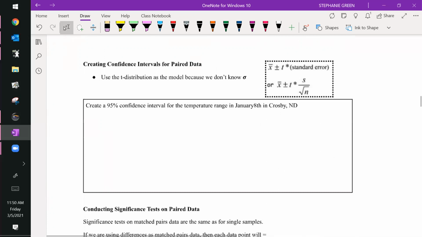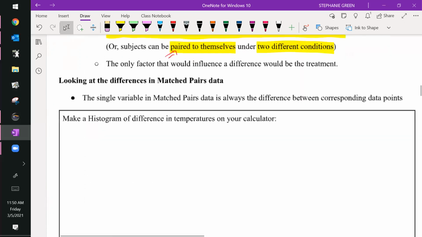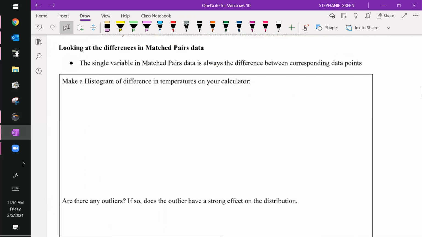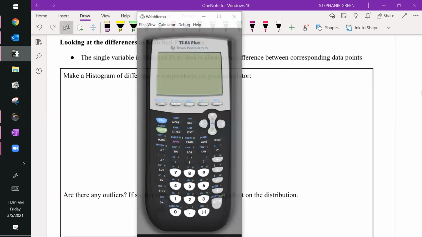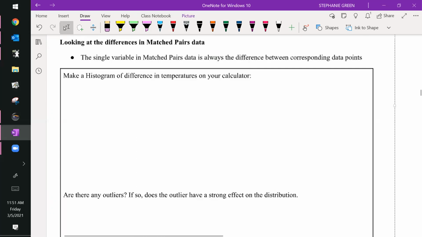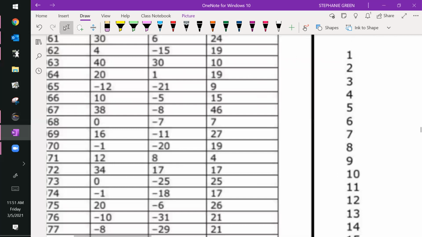All right, so we're going to, wrong page. We're going to first make a histogram of the difference in temperatures on your calculator. So I'm just following what they did in Apex here. So if I grab out my calculator, I already have this data in. Again, this data is on the back of this section. We're looking at this data here.